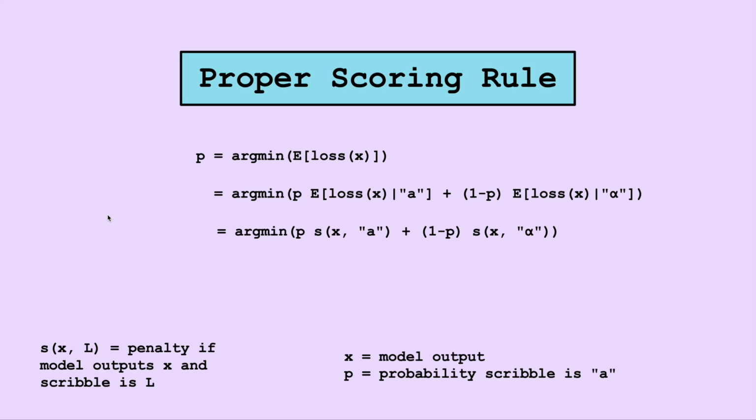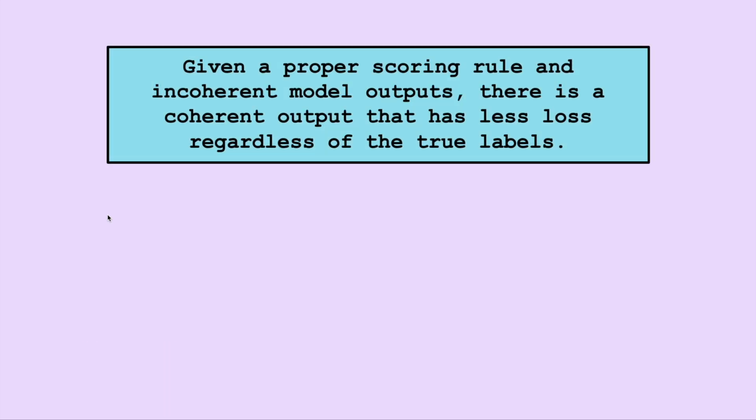The nice thing about log loss and other proper scoring rules is that they also help incentivize the model to stay coherent. No matter how bizarre the distribution of your input data is, if the model truly minimizes its loss, its output will be coherent. More precisely, given a proper scoring rule and incoherent model output, there is a coherent output that has less loss regardless of the true labels.